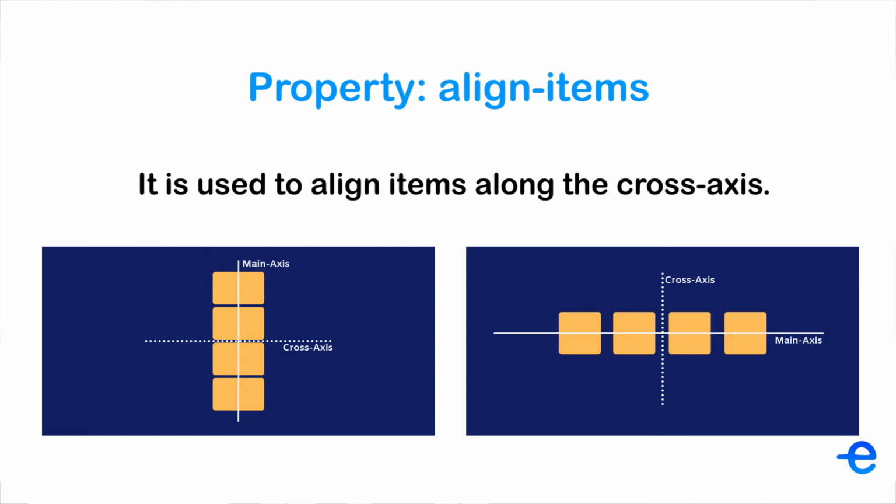So if you have a flex with direction row, this will align items vertically. Or if you have a flex with direction column, it would align items horizontally. Let's give this a try.